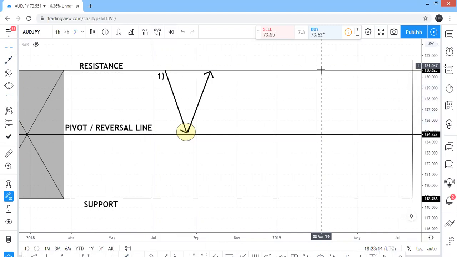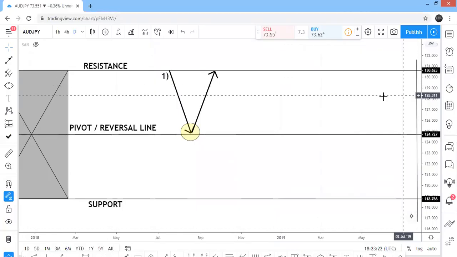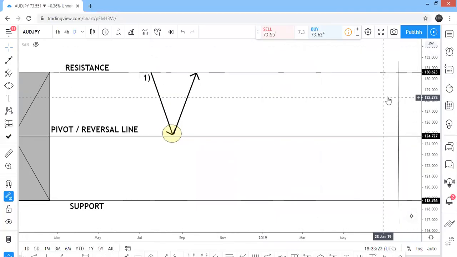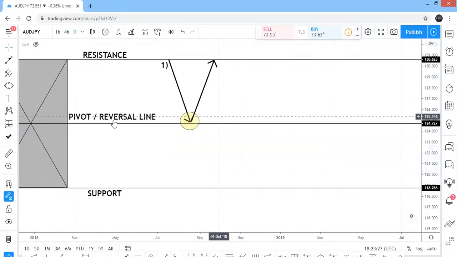Starting from the top at resistance, going to the reversal line, unable to break that reversal line, it will then reverse back to the resistance area. That is why we call it the reversal line. The pivot is where the main things happen.